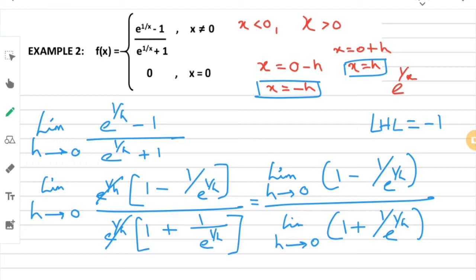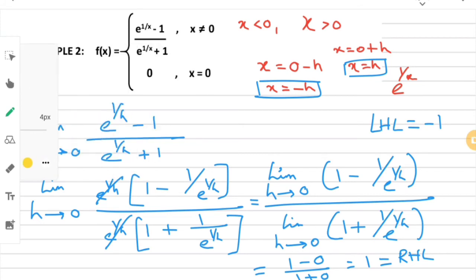While I am substituting, it will become 0, right? So 1 minus 0 by 1 plus 0. Then you will get the answer as 1. Already we found the left hand limit value is minus 1, and we got the RHL, that is the right hand limit value, as 1. It shows that they are not equal. That is, the left hand limit is not equal to the right hand limit. Therefore, f of x is discontinuous.